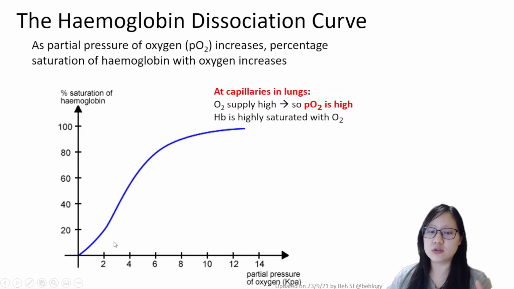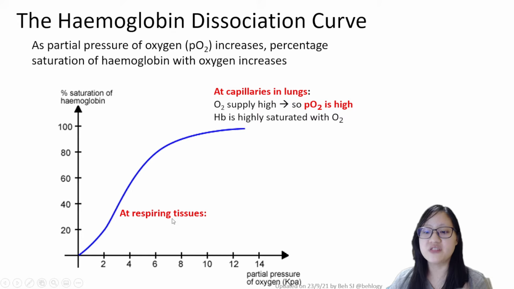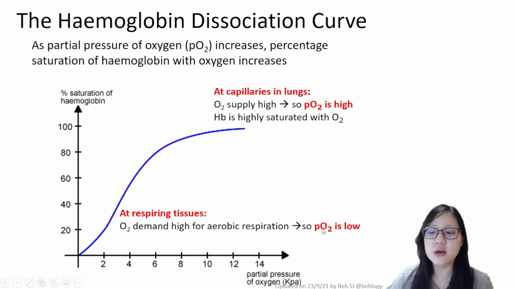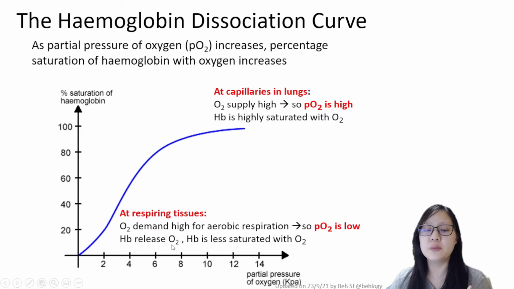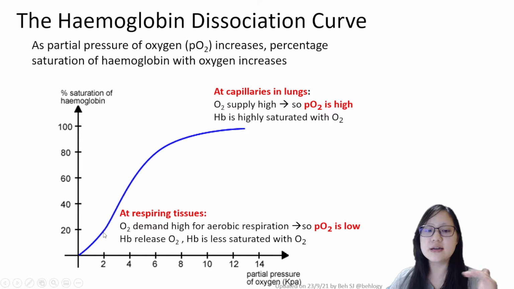What about low partial pressure of oxygen? What location would have a very low partial pressure of oxygen? Think about it. Clearly, respiring tissues would have a very low partial pressure of oxygen because oxygen demand is high for aerobic respiration. And therefore, hemoglobin has to carry oxygen to the respiring tissues. When partial pressure of oxygen around the hemoglobin is low, hemoglobin will be able to release that oxygen and become less saturated with oxygen. Therefore, percentage saturation is low. That makes a lot of sense, correct?